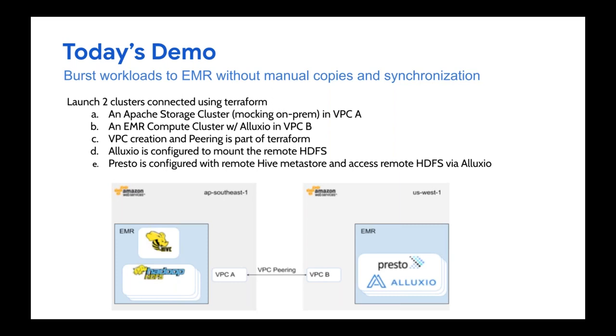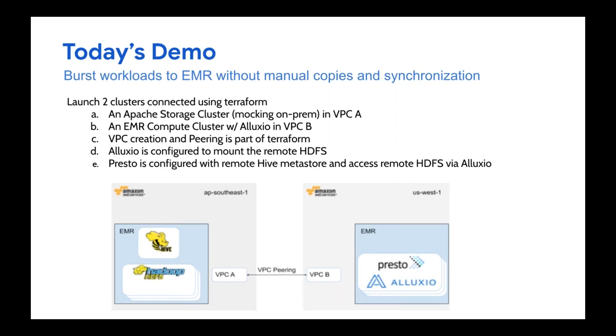So in this case, we're using Terraform to launch two AWS EMR clusters together with all the resources needed for these two clusters. We have an HDFS cluster in one region, and we have a compute cluster with Presto and Alluxio in another region. And these two clusters will be connected together using something called VPC peering. Basically, it's used to speed up the network transfer between these two clusters.